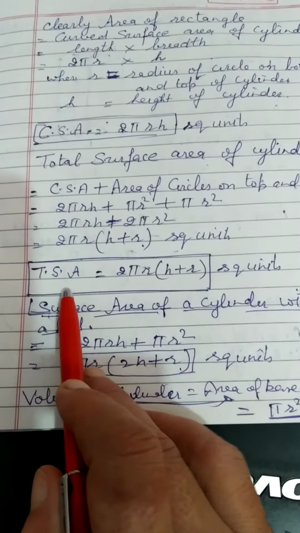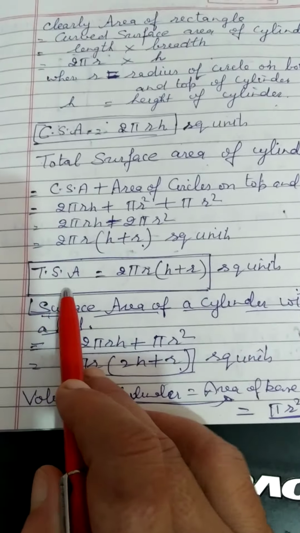Surface area of a cylinder without a lid. When there is no lid on a box that is in the cylindrical shape, then the total surface area of that cylinder will be 2 pi r h, that is the curved surface area, plus pi r square, that is the lower circle of the cylinder. From here pi r is common and we get (2h plus r) inside the bracket. Then the surface area of a cylinder without a lid will be pi r into (2h plus r) square units.